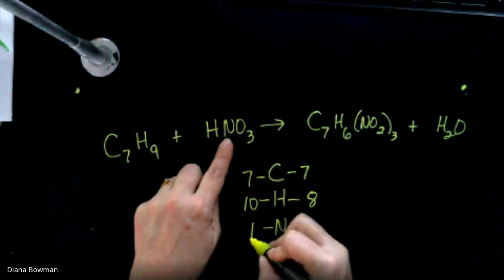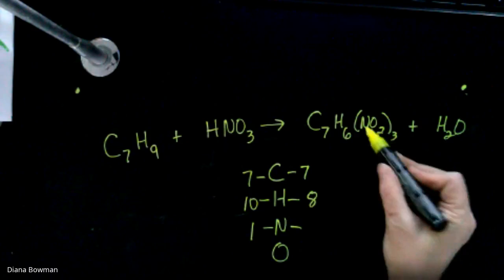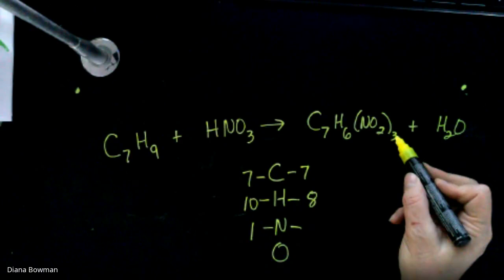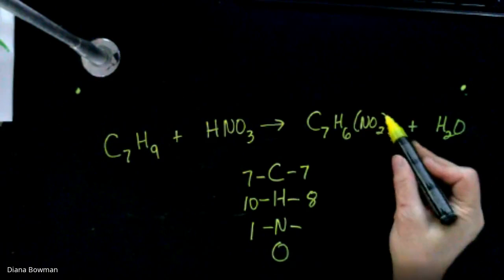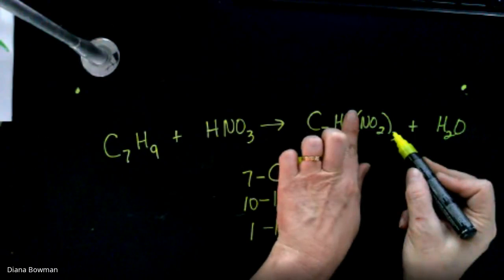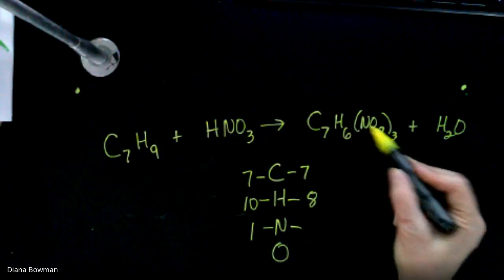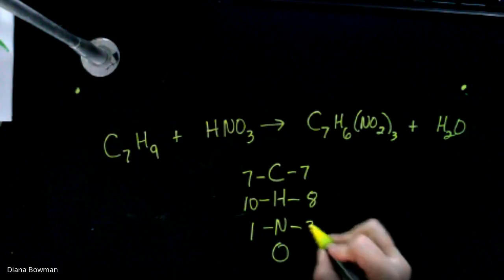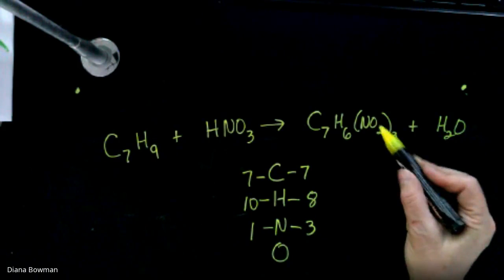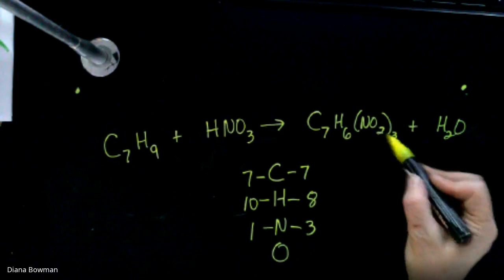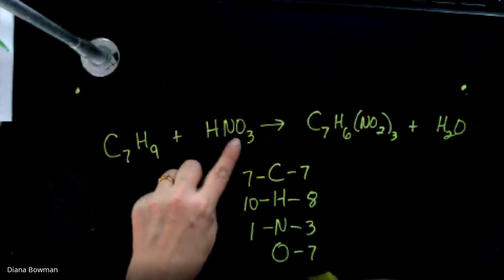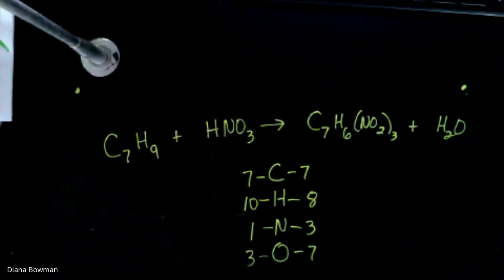Nitrogen, I have 1. Nitrogen up here, do you see that this 3 is outside this parentheses? When you see a 3 like this outside of a parentheses, that's going to be 3 times everything inside that quantity right there. So that's going to be 3 nitrogens in there. And what else does it have in there? That's going to be 3 times 2. That gives me 6 oxygens in there. 6 oxygens plus another one gives me 7 oxygens here. And on this side, I have 3.